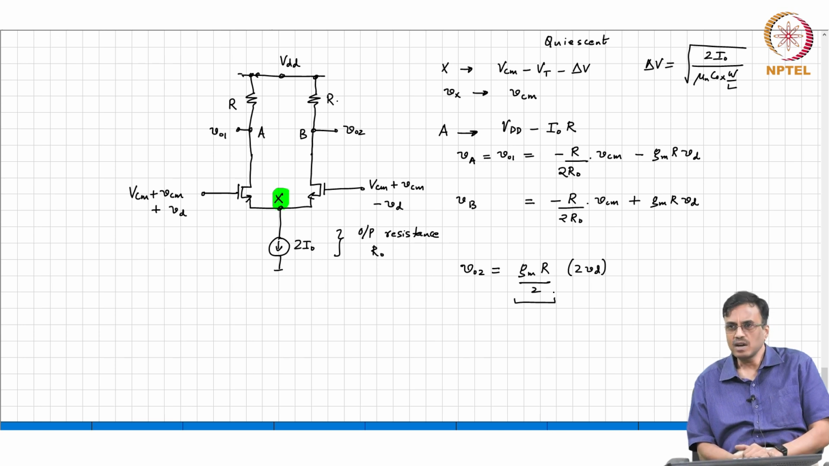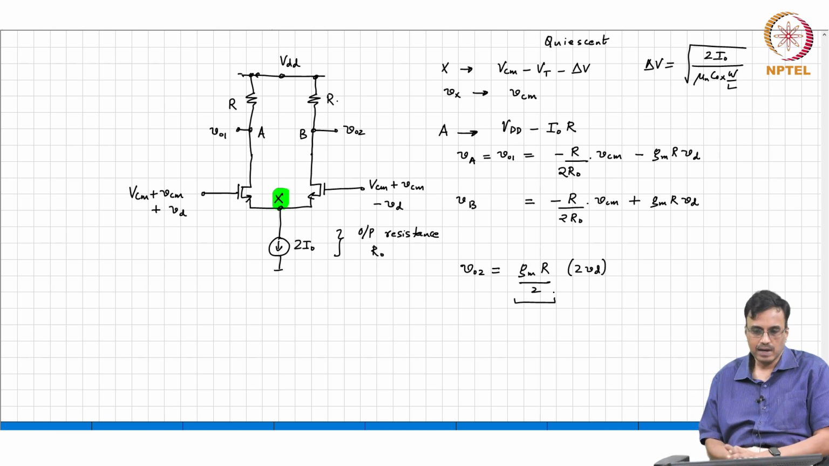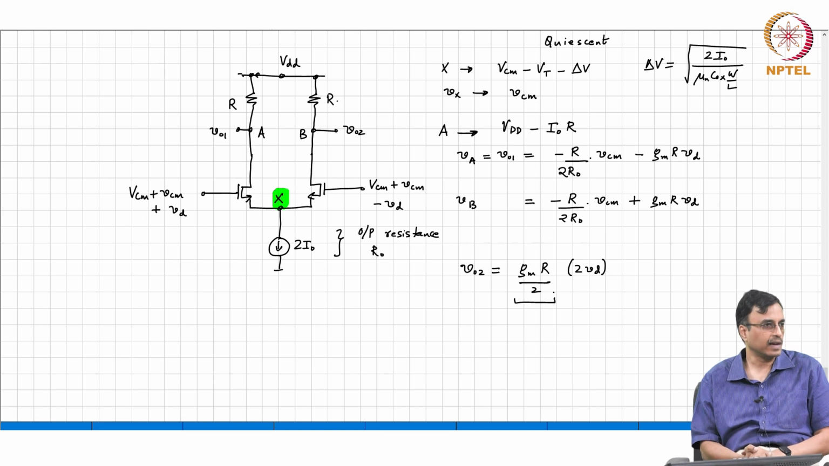Yeah, so we used an active load. So, the same thing we will do here. Does it make sense? Right. That is the motivation for trying to introduce the active load, it is very similar to what we did for the common source amplifier. And tomorrow we will take a look at how we enhance the gain of the differential pair with an active load. Thank you very much.